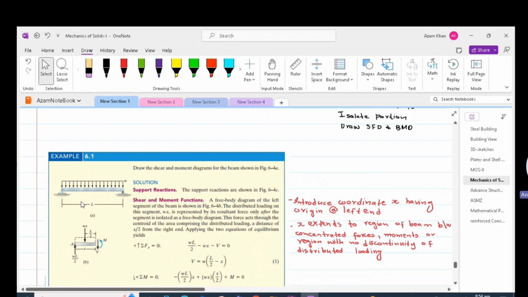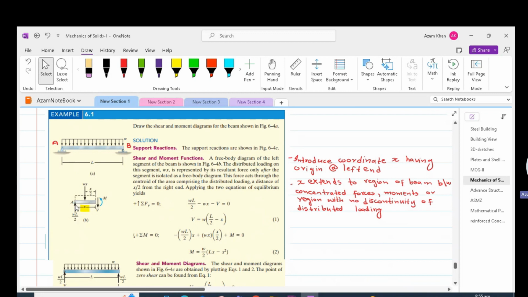After finding out reactions, we will isolate the portion of the beam that is located towards the left of the arbitrarily chosen section. The left portion of the beam is starting from point A, and we take an arbitrary transverse section which is located at a distance x from the left support. Now we'll apply two equations of equilibrium: summation of forces in y direction must be equal to 0 and summation of moment must be equal to 0.